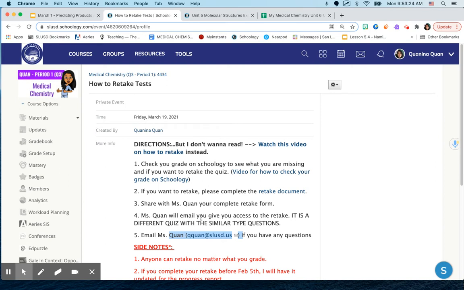It's going to be very similar to the original questions, but slightly different. So just don't memorize the answer. Make sure you know how to solve because the questions are going to be slightly different.